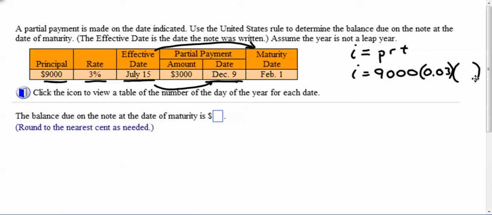And then time has to be in years, so what we're going to do is take the number of days between the effective date and the partial payment date and divide that by 360 to convert it to how much of a year. Now to do that, we need to use the provided table. This table is also in Blackboard and in your e-text. I have it on the next page, so let's remember two dates, July 15th and December 9th.